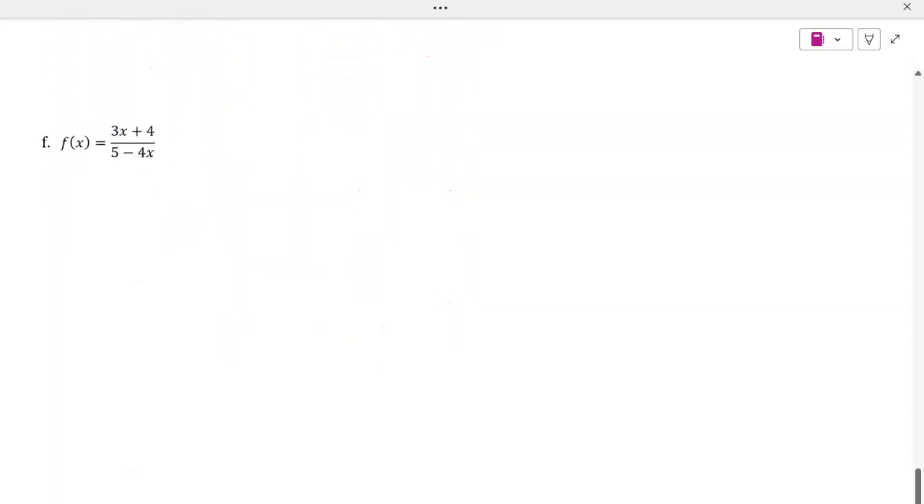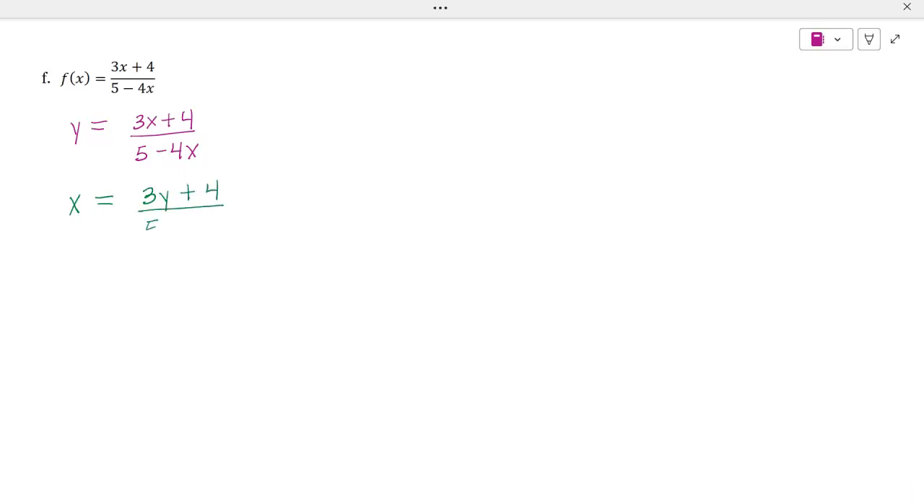All right, one more example. This one's a little bit more difficult because we've got a rational expression where we've got x's in multiple locations. So it makes the solving just a little bit more complex. We still follow the same steps where we will exchange y for f of x. And then I'm going to rewrite x in the place of y and y in the place of x. All right. Now I want to clear the denominator, so I am going to multiply both sides by 5 minus 4y, that whole entire denominator.